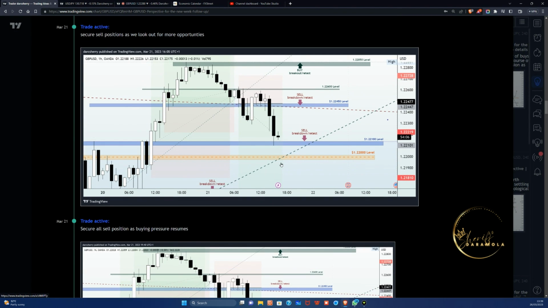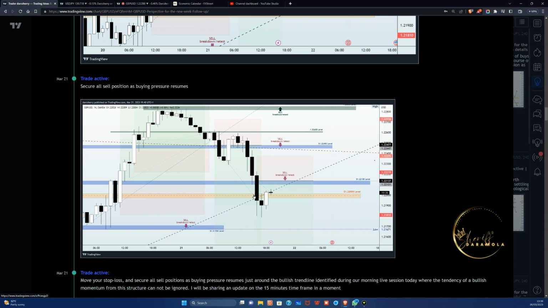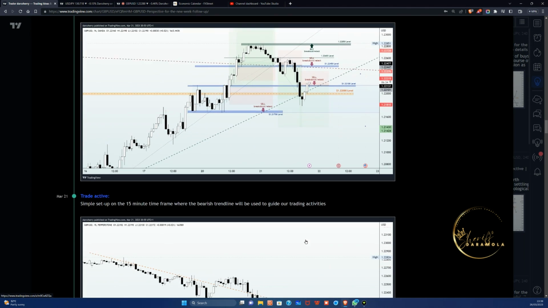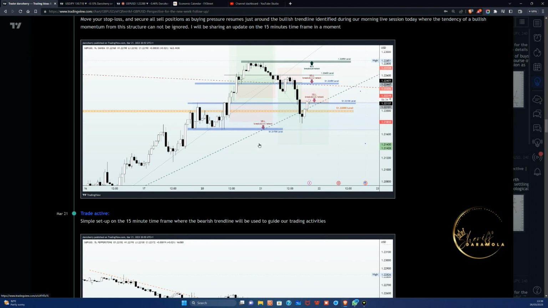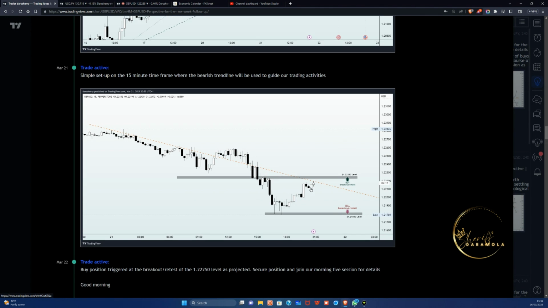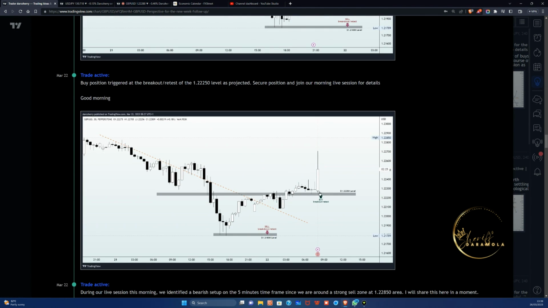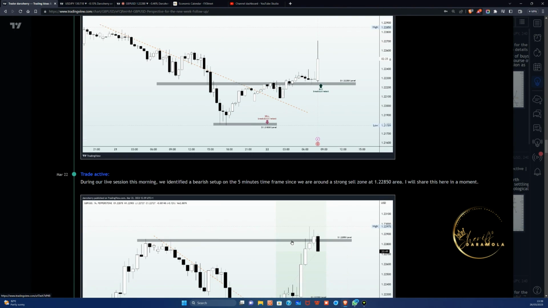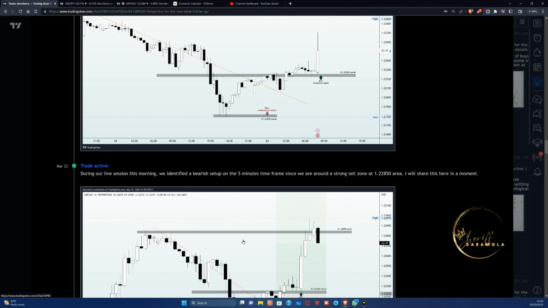And looking at this, we secured our position. And as soon as price got into the structure, we began to see buy pressure resume. And we anticipated a buy position after seeing this buy pressure continue here. Immediately we went down to the 15 minutes time frame to identify a simple setup, where we were looking out for a breakout of the 1.2225 level for another opportunity to buy. With a buy stop order above that structure, we saw this buy position triggered during the early hours of Wednesday's trading session. We secured this position here, looking forward to more opportunities.